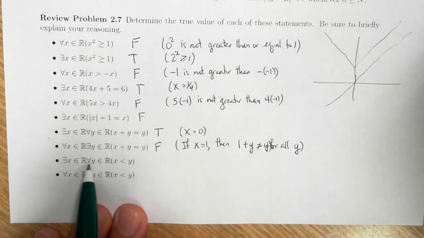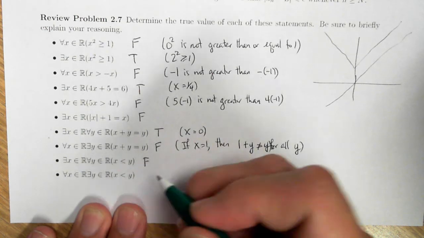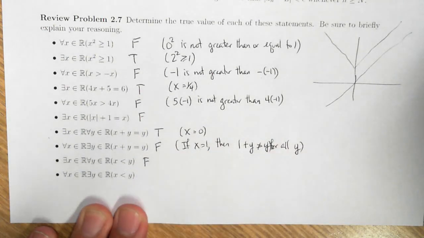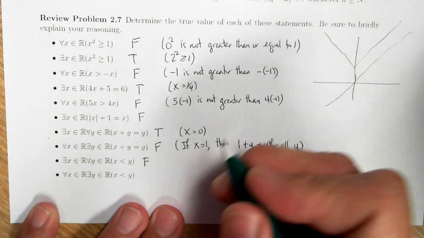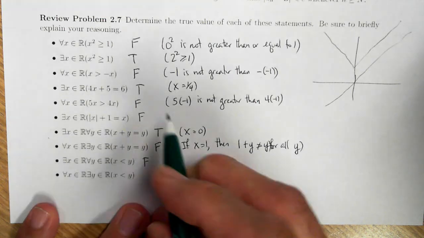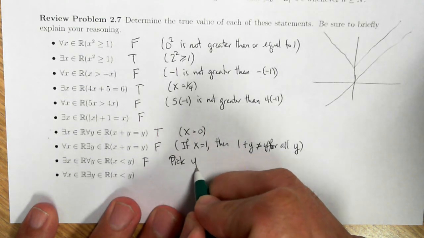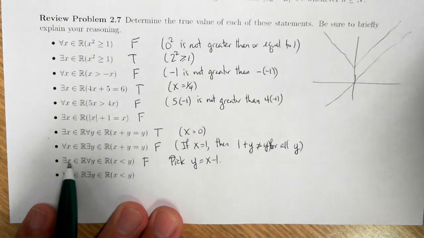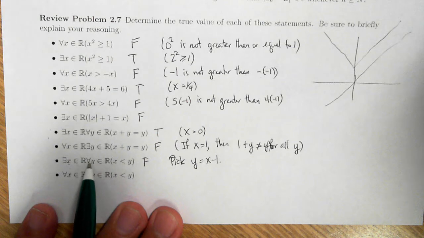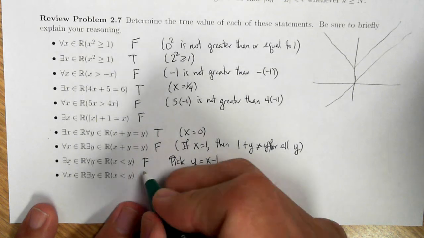There exists an x such that for all y, x is less than y. That's false. So why is this false? I just need to find a counterexample. So if x is anything, pick y equal to x minus 1. Then the negation, to show a counterexample, I need to produce a value of y, like x minus 1. x is not less than x minus 1, so that's false.